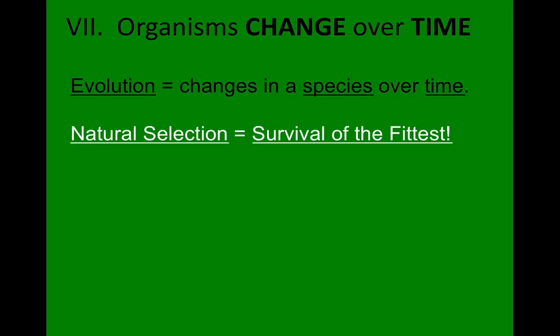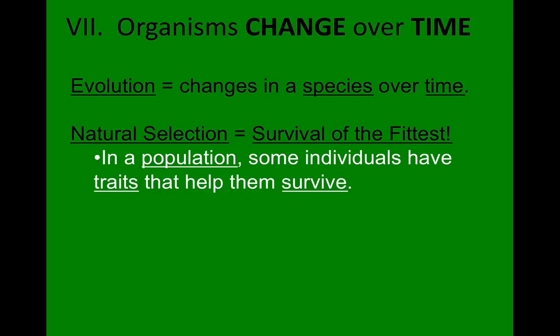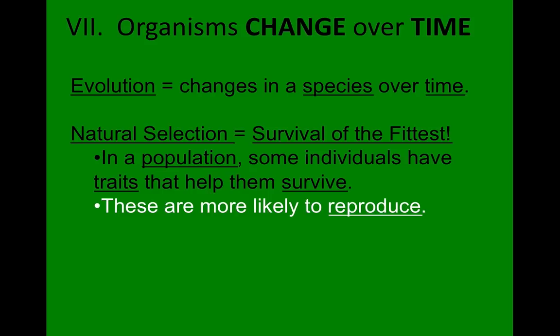All right, so back on your notes. Natural selection is sometimes referred to as survival of the fittest. You'll hear that as a catchphrase for this. The main points of natural selection. In a population, some individuals have traits that help them survive. When we say help them survive, we mean that they will live longer and be more successful in their environment. They'll have the right adaptations to allow them to survive long enough so that they can reproduce.